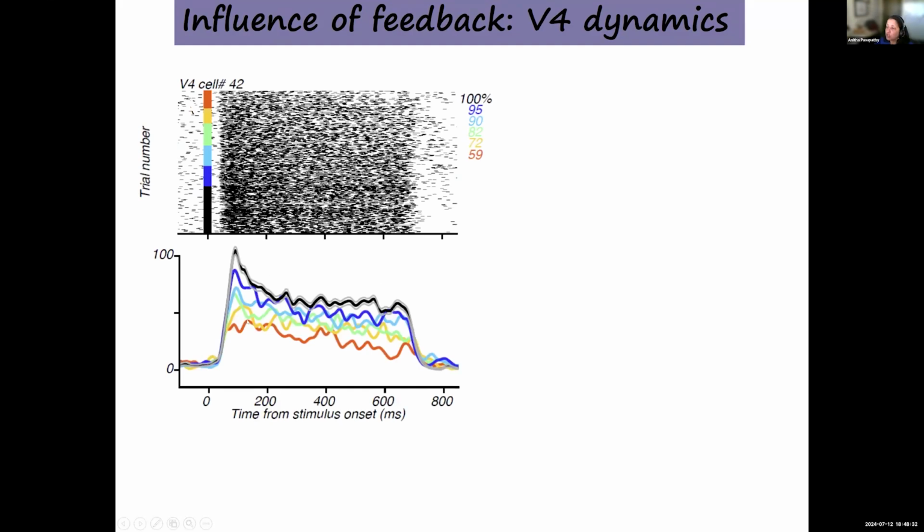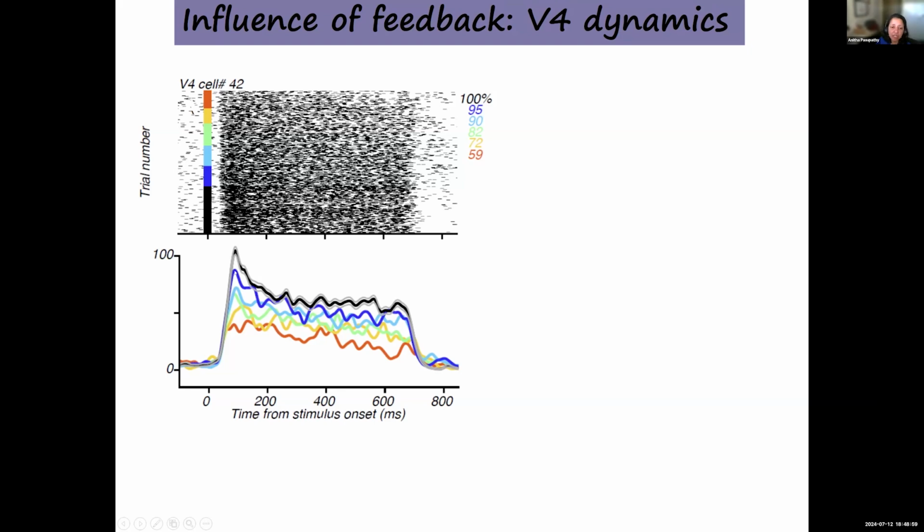So I'm showing you an example V4 neuron that shows no influence of feedback. Essentially, the influence of occlusion is very consistent across time for this particular neuron. So again, the responses are strongest for the unoccluded stimulus, and the responses to the different levels of occlusion are just weaker versions of that same response.